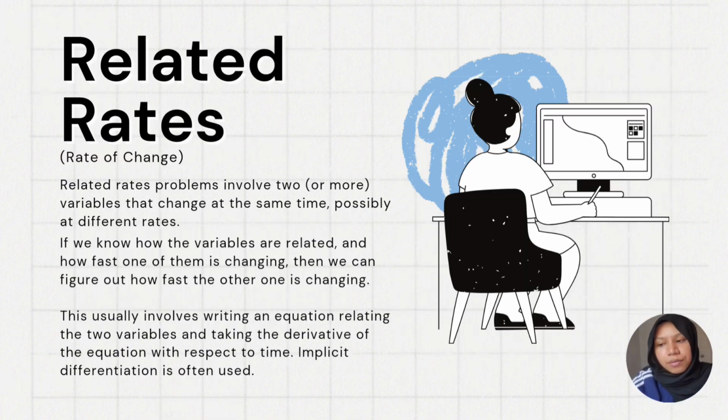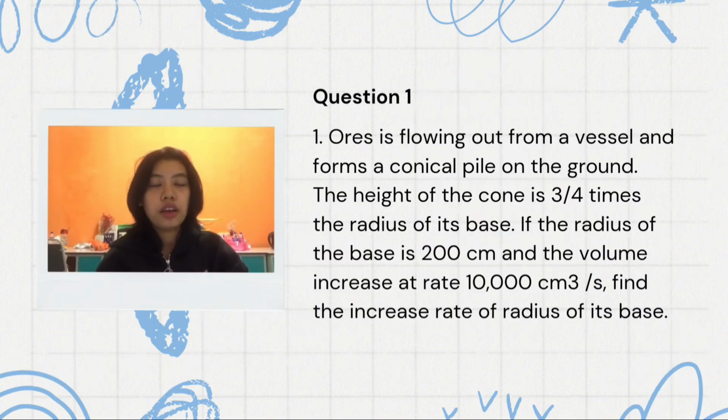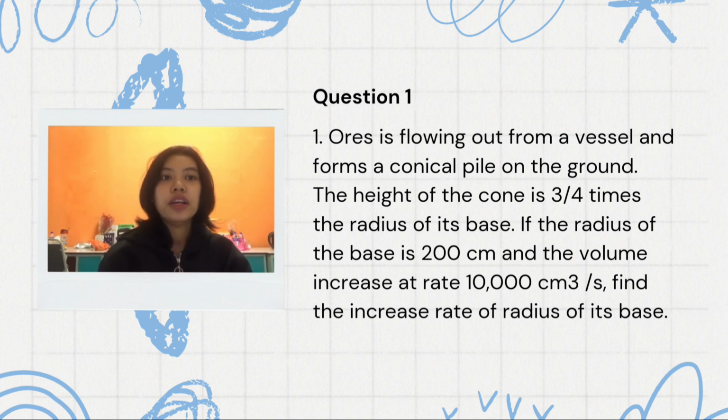Related rates, which is rate of change. Related rates problems involve two or more variables that change at the same time, possibly at different rates. So today I will cover question 1. Oil is flowing out from a vessel and forms a conical pile on the ground. The height of the cone is 3/4 times the radius of its base. If the radius of the base is 200 cm and the volume increases at a rate of 10,000 cm³ per second, find the increased rate of radius of its base.